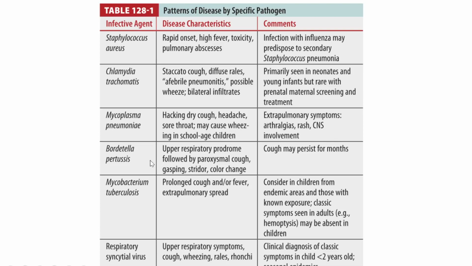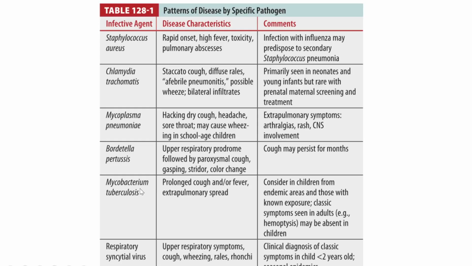In Bordetella pertussis, the upper respiratory prodrome is followed by a paroxysmal cough, that is whooping cough. There can be gasping, stridor, and color change because of the persistent cough. And this cough may persist for months.